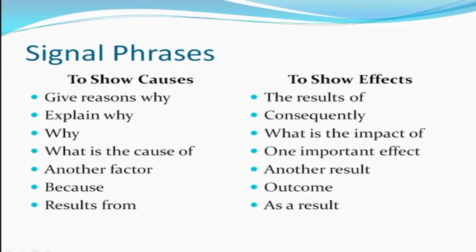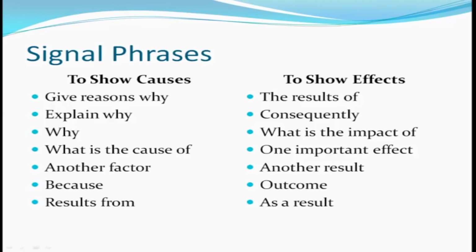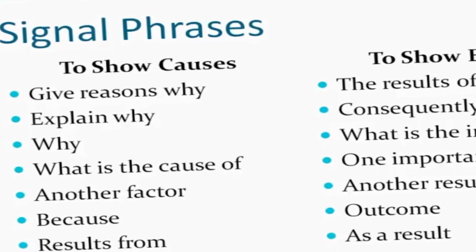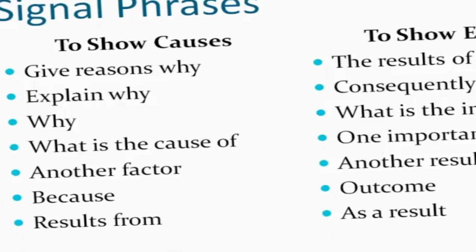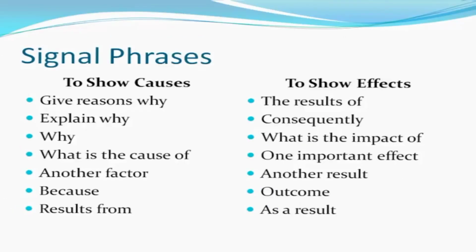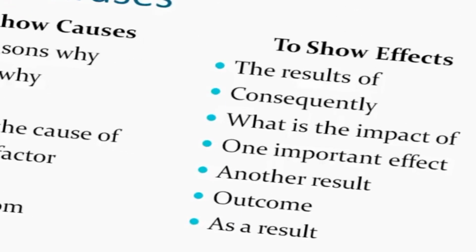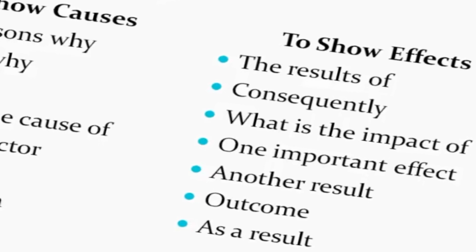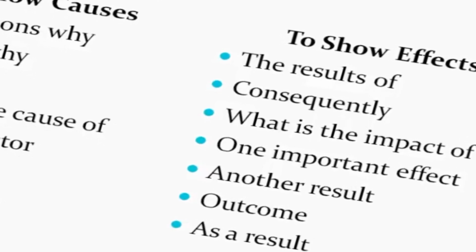Now, let's take a look at phrases that signify whether a paragraph is talking about a cause or an effect in topic prompts or paragraphs in the body of an essay. These phrases serve as clues in determining if the focus is on causes or effects. To show causes, you might see these words: give reasons why, explain why, what is the cause of, another factor, because, result from. To show effects, these phrases are some you might see: the result of, consequently, what is the impact of, one important effect, another result, outcome, or as a result.